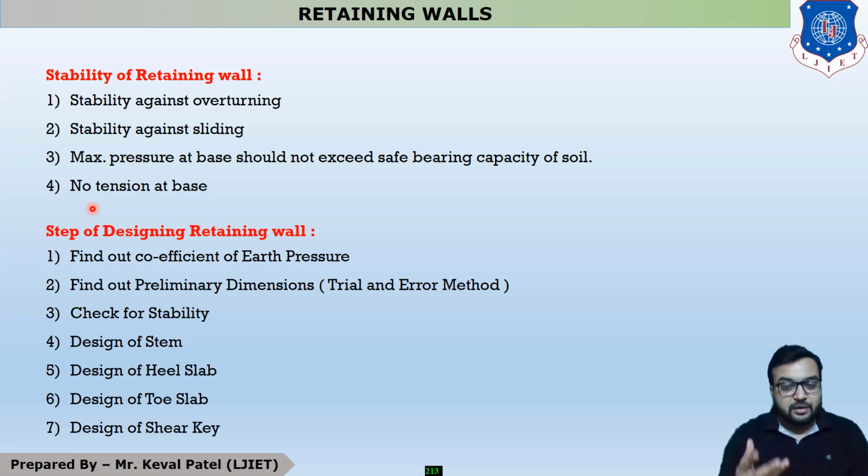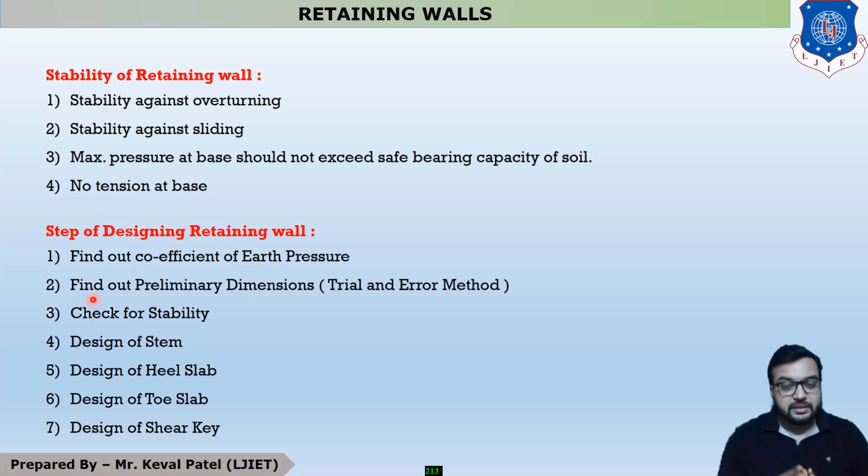Okay, after that, our last theory is the design steps of a retaining wall. So our first step is to find the coefficient of earth pressure, in which there are two types of earth pressure. First one is active earth pressure and second one is passive earth pressure. Okay, our second step is to find preliminary dimensions. I repeat, preliminary dimensions, not final dimensions. These preliminary dimensions are trial and error dimensions.